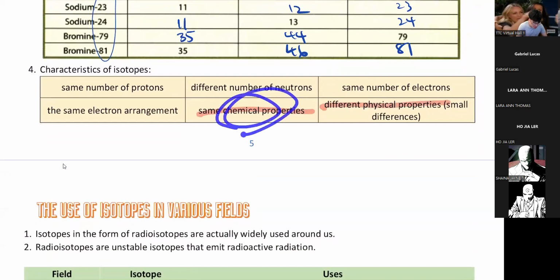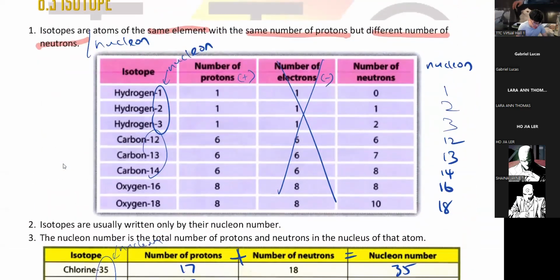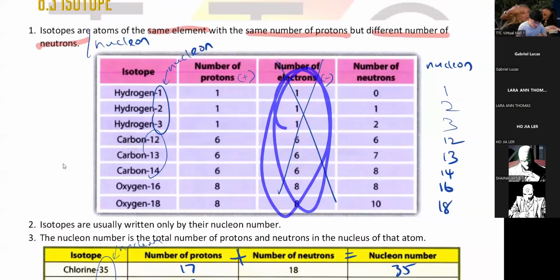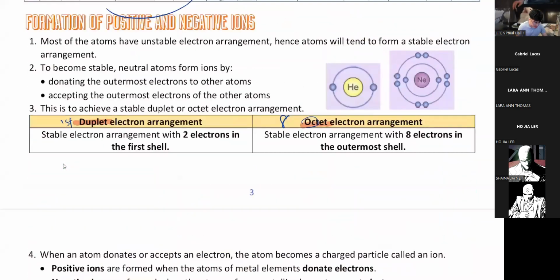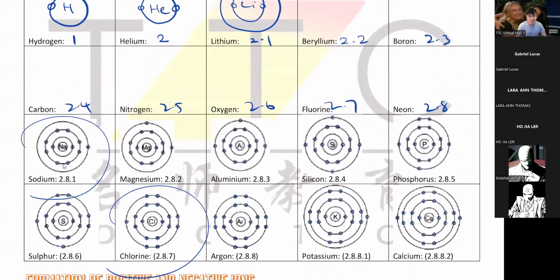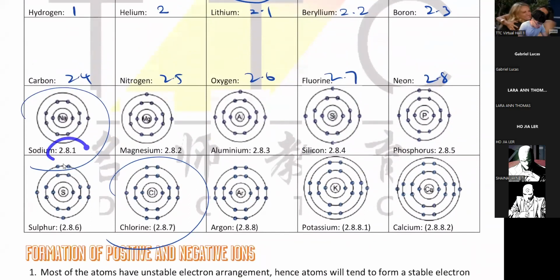Why the same chemical properties? Since they have the same number of electrons, they have the same configuration. If it's sodium 23, they are still 2.8.1. If they are sodium 24, they are still 2.8.1. So they have the same chemical properties because they have the same valence electrons.